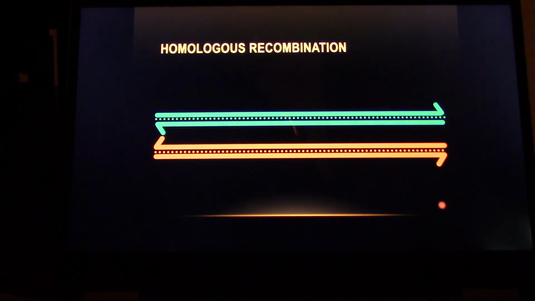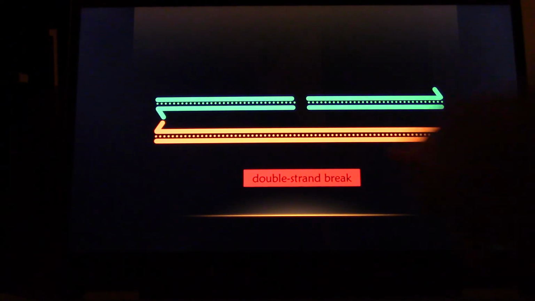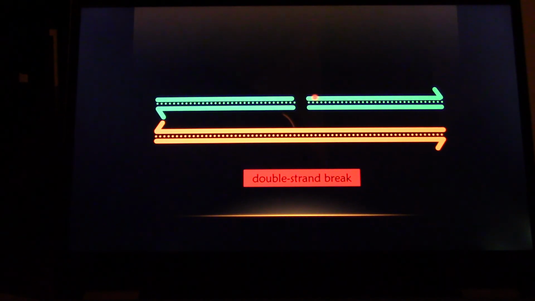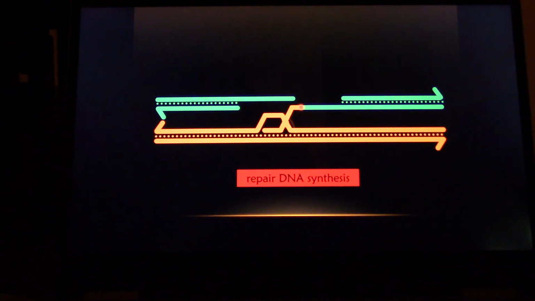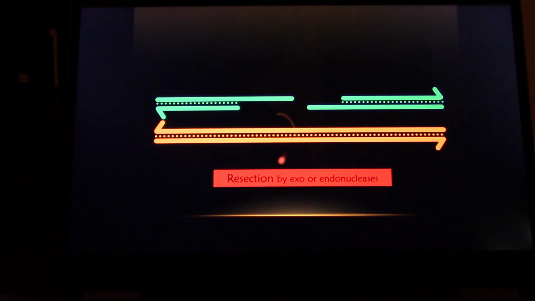The other type of repair mechanism is homologous recombination, and it's the better one, but it takes time. So you have to get your double-stranded break. Now this is going to go quick. I may have to back up a little bit. So double-stranded break in one DNA molecule. What are you going to do? There's nothing to repair it with. Okay, that goes fast. The first thing is resection by exo or endonucleases.